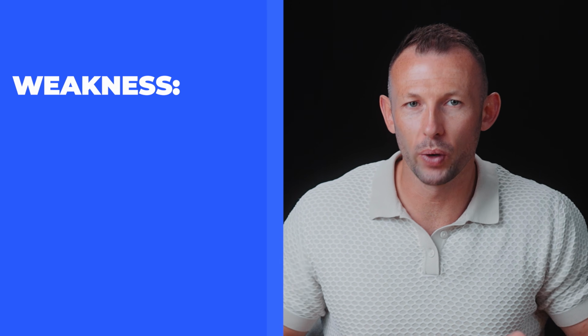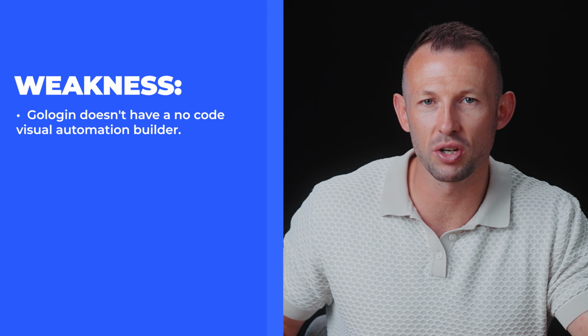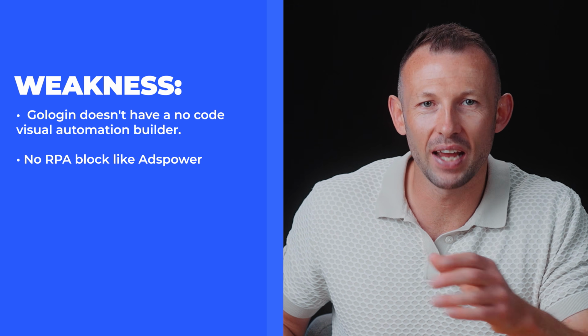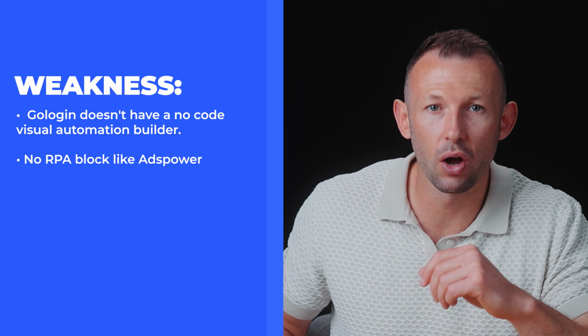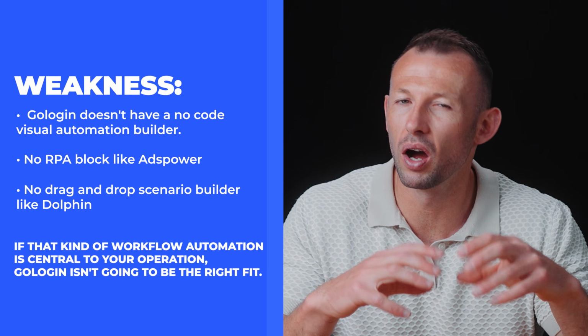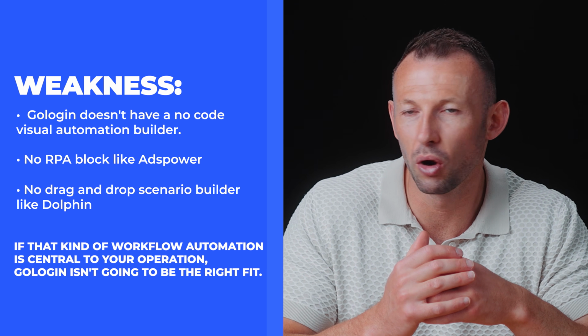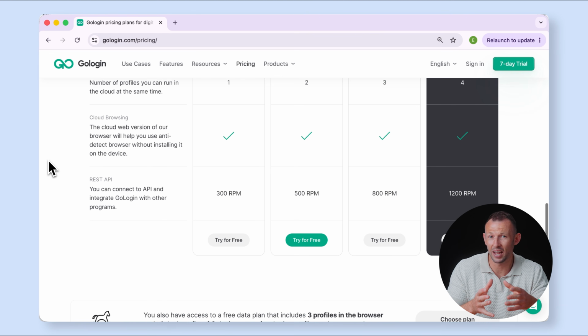Now, one genuine weakness first. Gologin doesn't have a no-code visual automation builder, no RPA block like AdsPower, no drag and drop scenario builder like Dolphin. If that kind of workflow automation is central to your operation, Gologin isn't going to be the right fit. What it does have is strong API access, included on every paid plan from professional upwards.